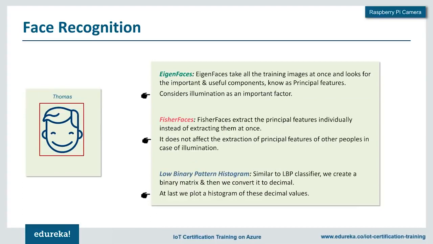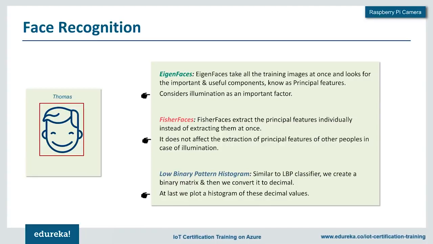Now there are three different functions that OpenCV provides us to do this, and let me give you a brief idea on each of them so that you know which to use where. First comes the Eigenfaces. Now Eigenfaces actually takes all the images at once, looks for all the important and useful components in these faces, which are known as principal features, and then passes it on. One key challenge with respect to the Eigenface function is that it requires a good amount of illumination.